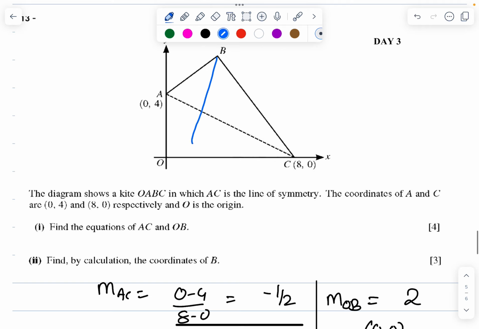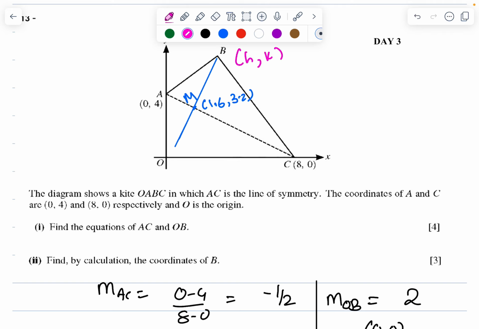So the midpoint is (1.6, 3.2). The midpoint is M. Now what will be the other end? I got it over here. So let B be (h, k).